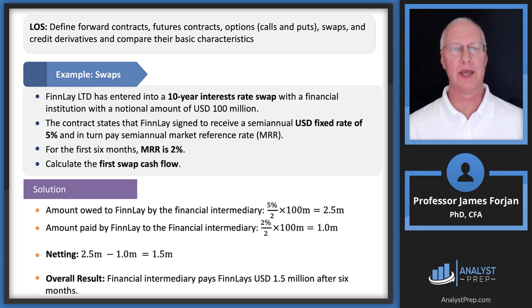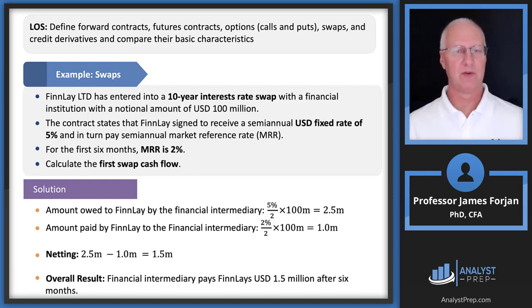Let's take a look at a simple example of a swap contract where we're Findlay. We're going to enter a 10-year interest rate swap for a notional amount of 100 million US dollars. So what we're going to do is we're agreeing to receive a fixed rate of 5%, and we're going to pay the market reference rate. So what are we doing? We're receiving fixed and we're paying floating.